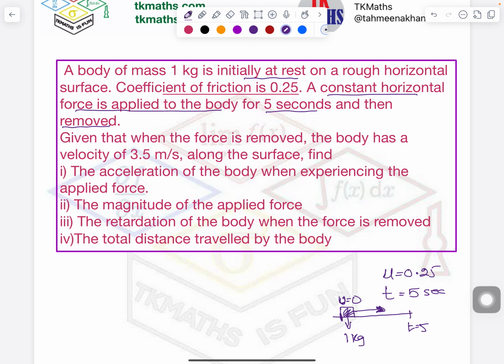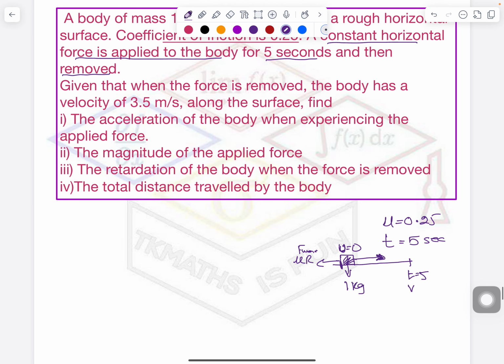Because it was on a rough horizontal surface, there is a frictional force also, so I can write F, the maximum frictional force. Given that when the force is removed, the body has a velocity of 3.5 meters per second. Let's start. There are 4 parts to answer. Find the acceleration of the body when experiencing the applied force.